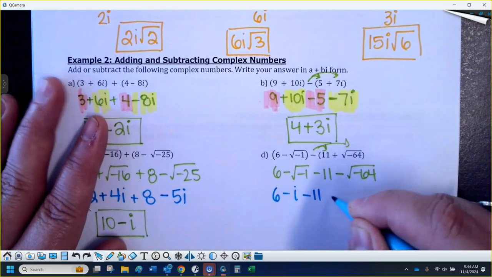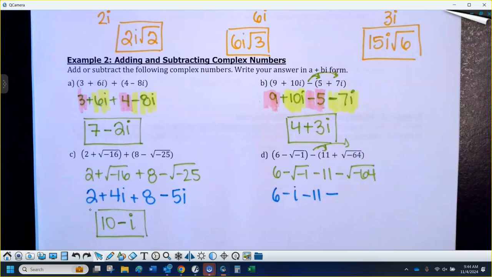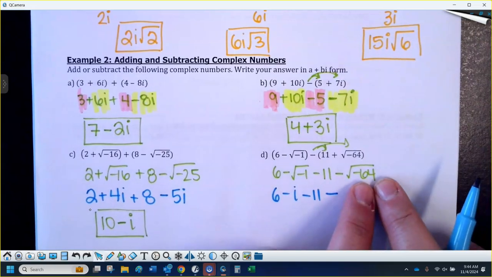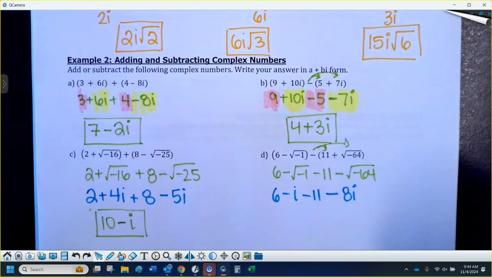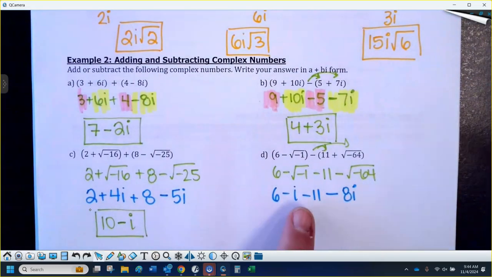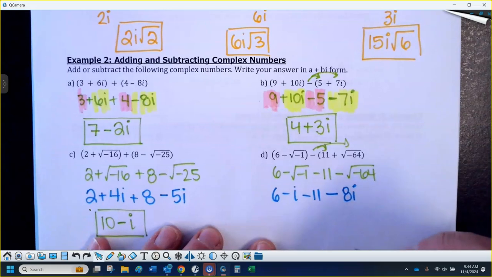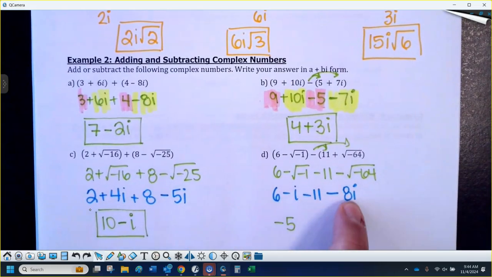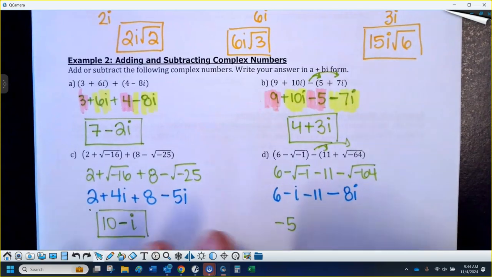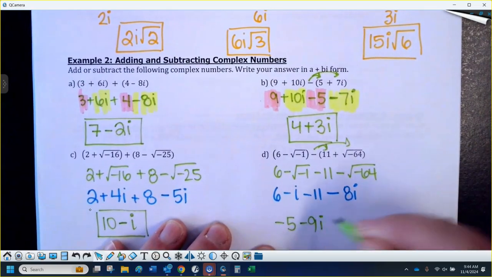Then it's minus 11, and again, minus, because we're subtracting here. What's the square root of negative 64 going to be? 8i, perfect. So we're just going to put them together. So you got 6 minus 11, so negative 5, and negative i minus another 8. So it's like negative 1 minus 8, so it should be negative 9i.